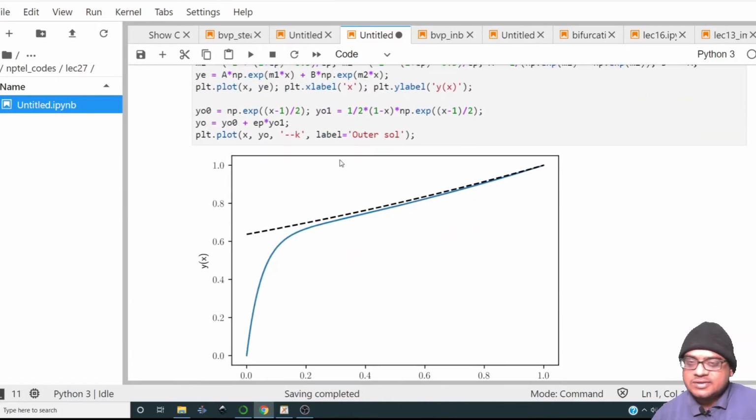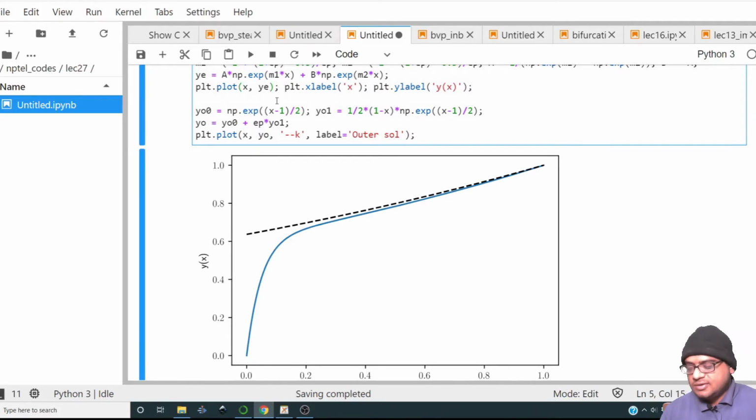Okay, so it is clear that the approximate solution that we've obtained, which we are calling the outer solution, does match quite well with the behavior of the equation in the non-boundary layer part, and hence it is called the outer solution. Much like the region away from the wing, it is the outer region, right?